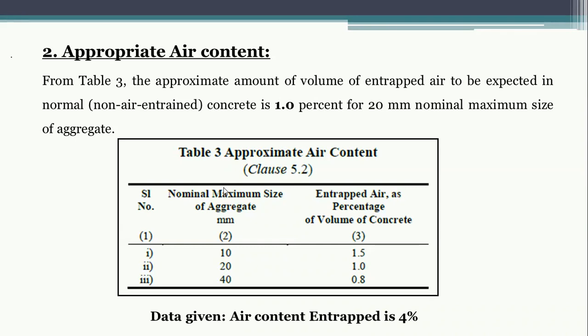So that's why whatever data is given in the problem, you should read very carefully, and then take the value based on the steps that you have come across. Here, the data given, I have already given at the bottom. The data given is air content entrapped is 4%. So here you should not take 1%. Okay, so I think I have cleared this step.